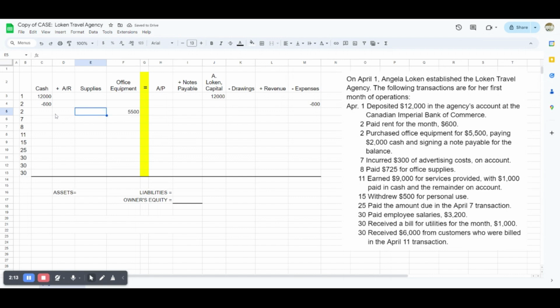And you paid $2,000 cash. So cash is going to go down by $2,000. And you owe the rest, which means it's going to go into accounts payable. But in this case, it's specifically telling you a note payable, so it's going to go into notes payable. Let's see how much you owe. If the office equipment is $5,500 and you paid only $2,000, how much do you owe? Well, you can just do 5,500 minus 2,000, and you owe 3,500.